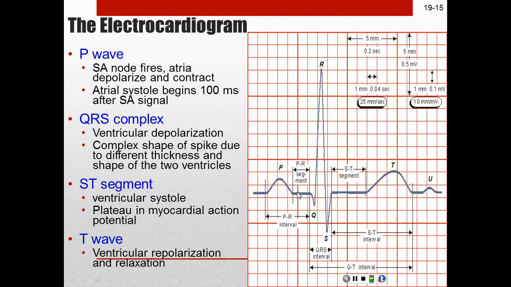Now during the PQ segment, which is here, this is occurring during this PR segment. This is our atrial systole. So this is the firing of the SA node, and this is the atrial systole from the P to the Q.